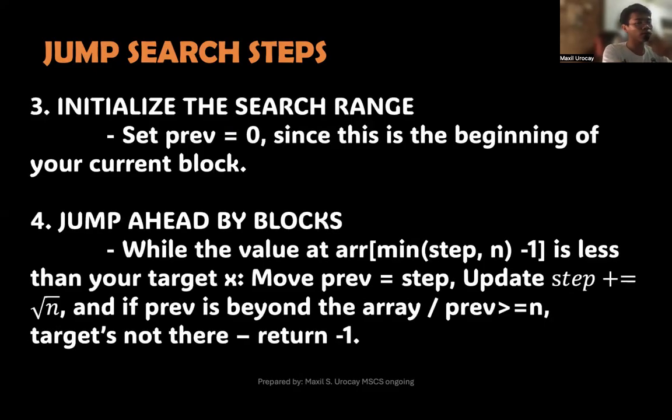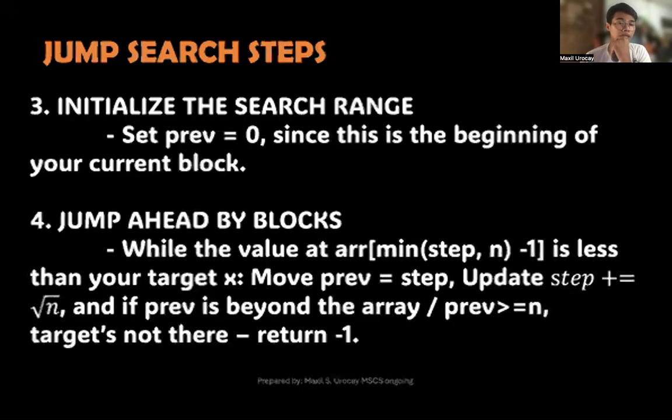Now initialize the search range. Set previous equals to 0, since it's the beginning of your current block. Then jump ahead by blocks while the value at array[min(step, n) - 1] is less than your target x: move previous to step, and increase step by the block size. If previous is greater than or equal to n, the target's not there, so you return -1.